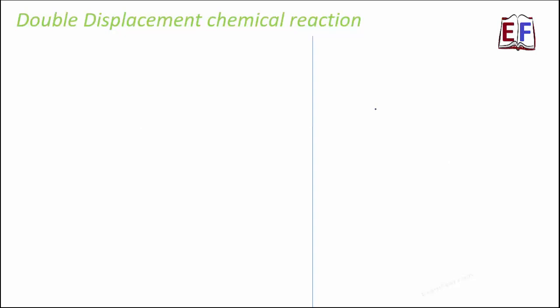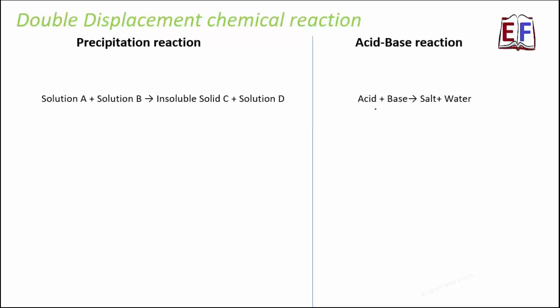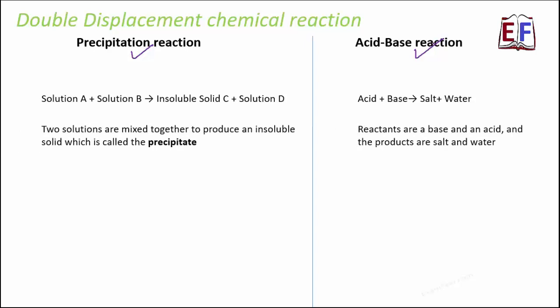Even before we talk about some examples of double displacement, there are certain types of reactions which have different names, but they also fall under the category of double displacement. For example, precipitation reaction and acid-base reactions. So what happens in a precipitation reaction? In a precipitation reaction, two solutions are mixed together to produce an insoluble solid, which is called the precipitate. So as you see, solution A combines with solution B to form insoluble solid C, which is called precipitate, and a solution D. So that's precipitation reaction.